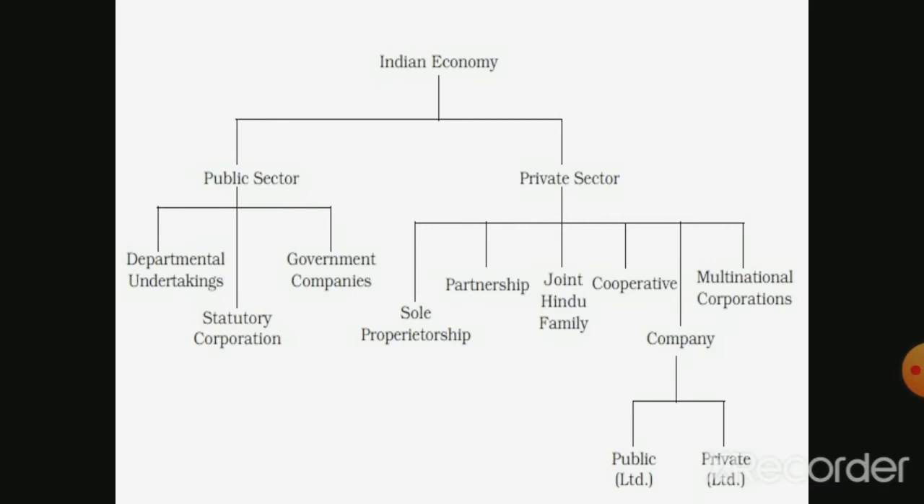So the public sector is divided into three categories. First is departmental undertakings, second is statutory corporation, third is government companies. And the private sector is divided into many organizations such as sole proprietorship, partnership, joint Hindu family business, cooperative societies, companies, which includes public and private company, and also the multinational corporation. We have studied the private sector's types of organization in the second chapter. Now we will discuss some public sector enterprise.